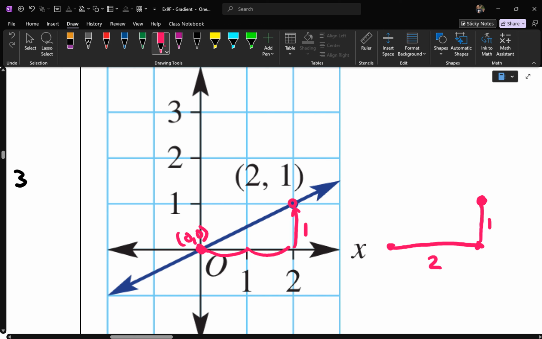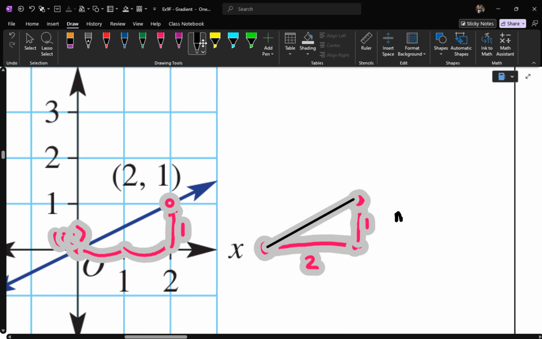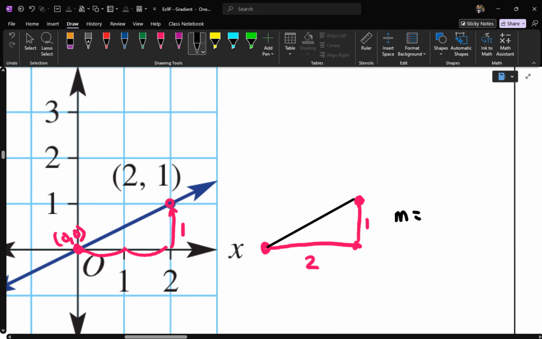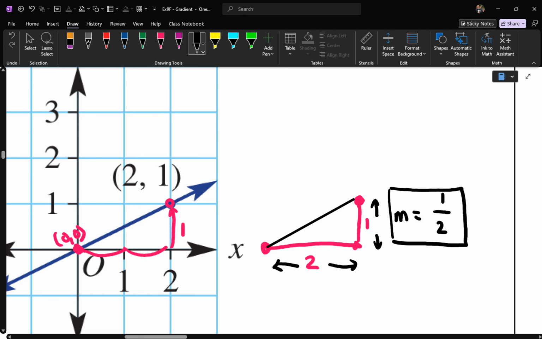So now that I've got my 2 points, when I draw the line, what is the gradient equal to? The gradient is equal to your vertical distance, which clearly is 1. And then what's your horizontal distance? How far did you have to run across? Well, you ran across 2. So the gradient in this case is actually half. You can leave it as a fraction. You don't have to write it as 0.5. You can write it as half.